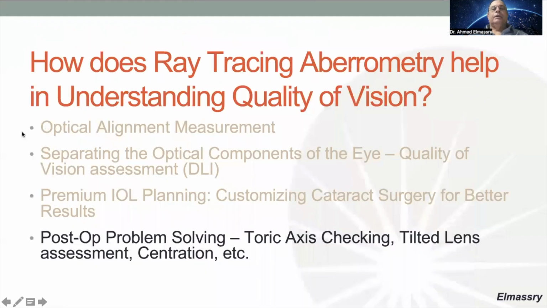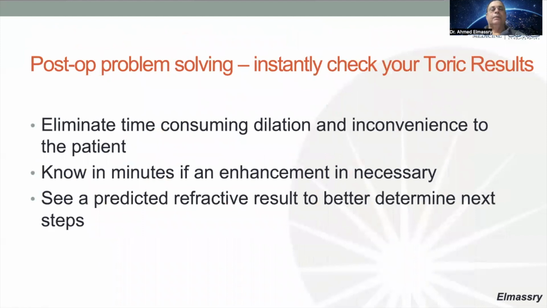And again, maybe the most important value of this eye tracer is to solve the post-operative problem when the patients are not satisfied with their vision, especially in the toric IOLs and the toric ICLs. It eliminates the time-consuming dilatation and inconvenience to the patient. There is no need to dilate the patient to check the toricity of the IOL or the ICL, and know in minutes if an enhancement is necessary or not, and see a predicted refractive result to better determine next steps and to which side to rotate the IOL or the ICL.